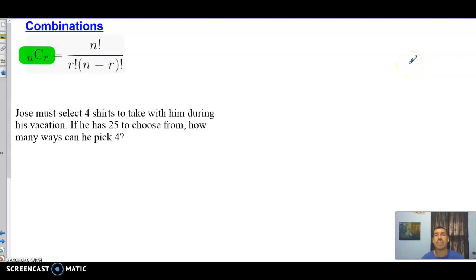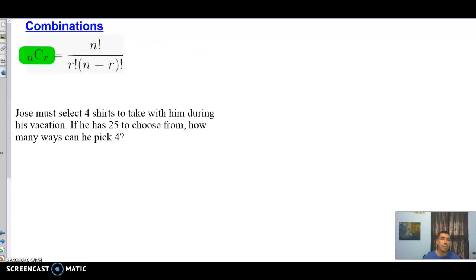Okay, class. So today's lesson will be on combinations, and combinations are very simple to solve, especially in Schoology, because Schoology has a very good calculator that will give you the answer very easily. Okay, so let me go ahead and explain combinations in a little bit more detail so you can understand them.